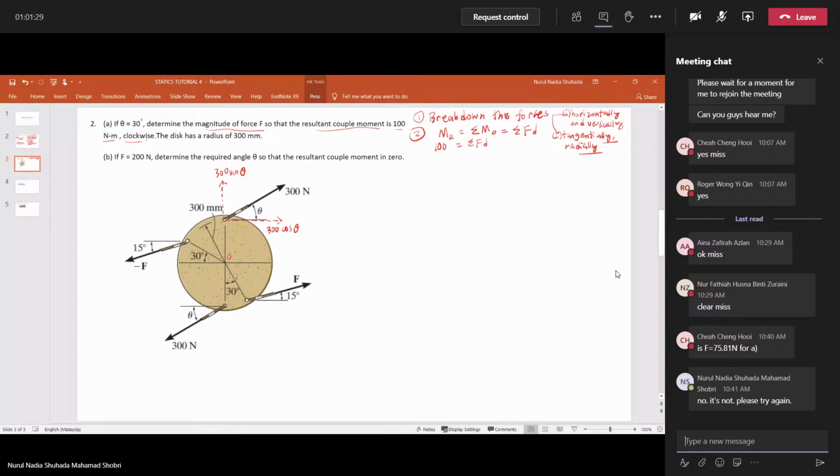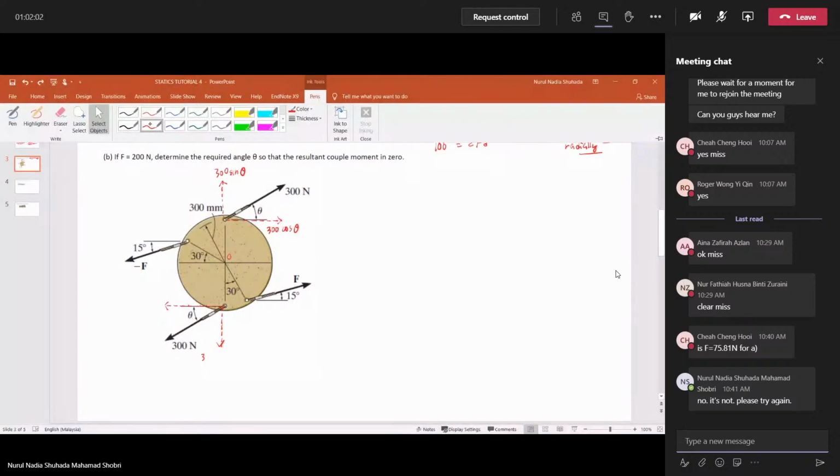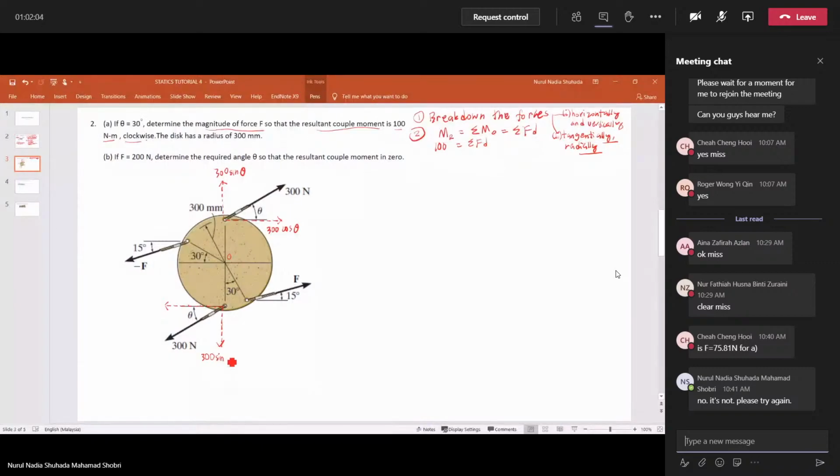Then at the bottom here, radial to the point O should be 300 sin theta, and here it should be 300 cos theta. Okay.